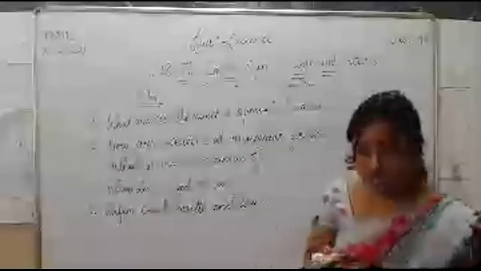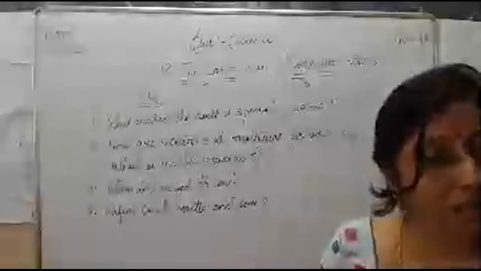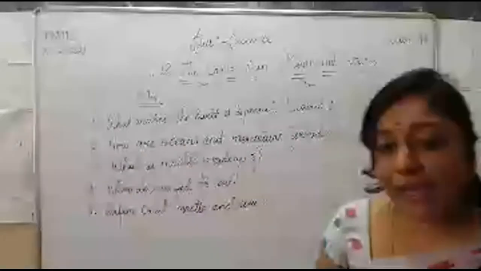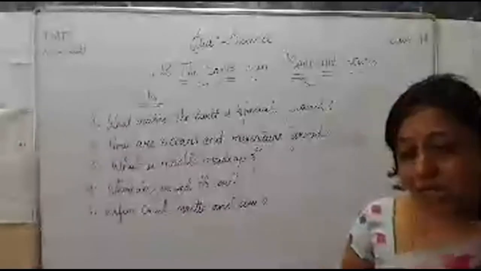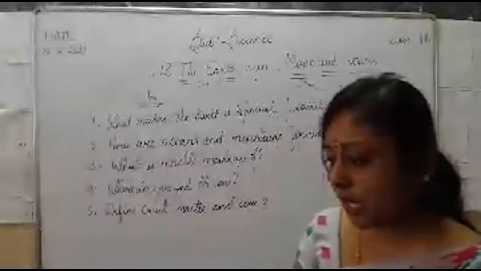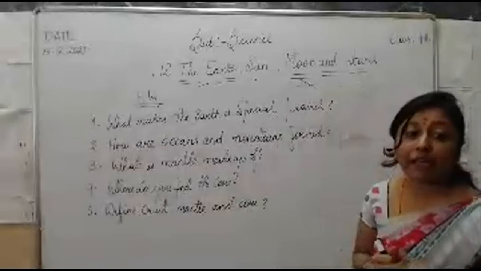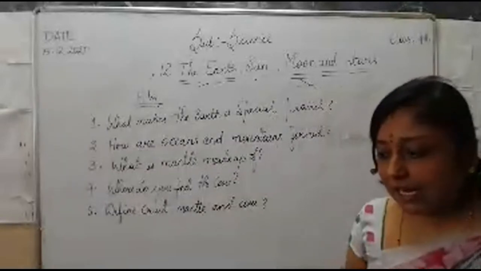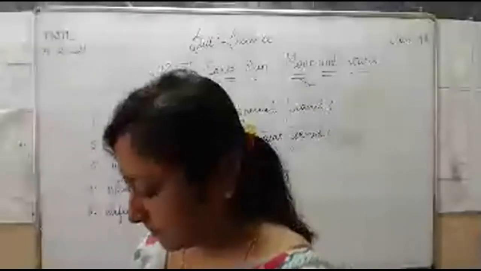What do you mean by a satellite? A satellite is an object that revolves around the planet. Space belongs to the part beyond the earth's atmosphere where there is no air. Where there is no air, that is called space.